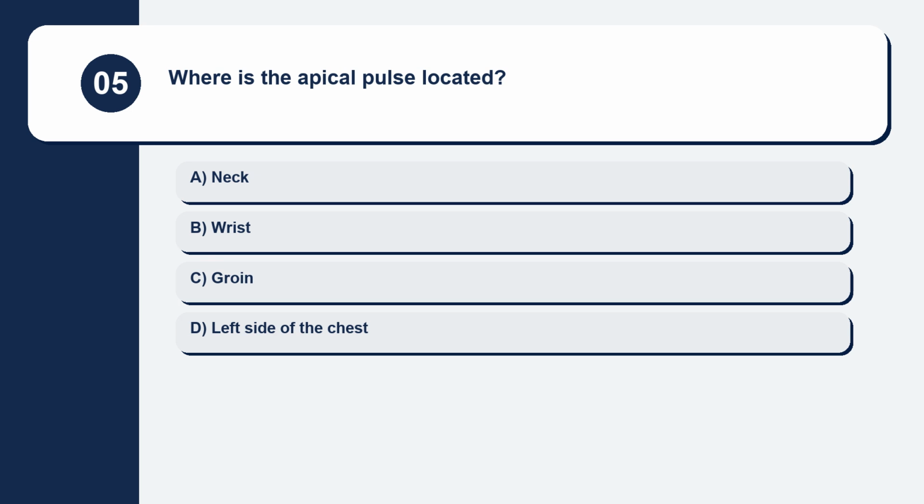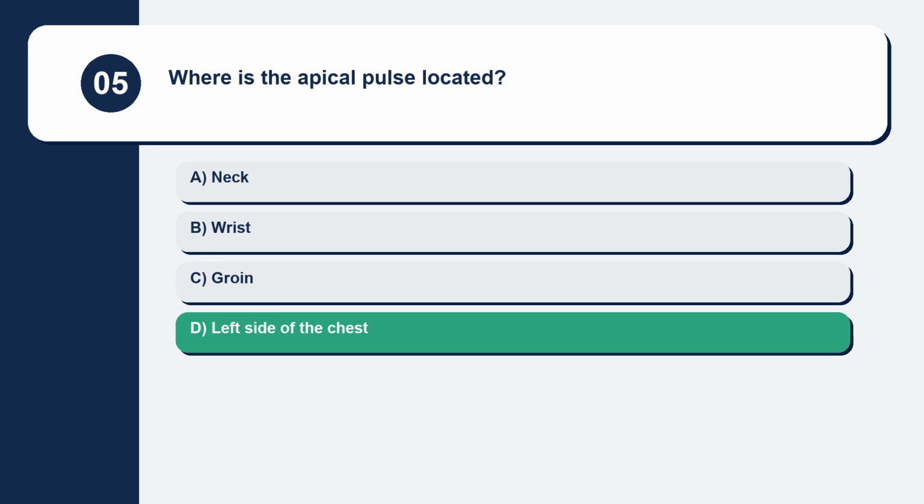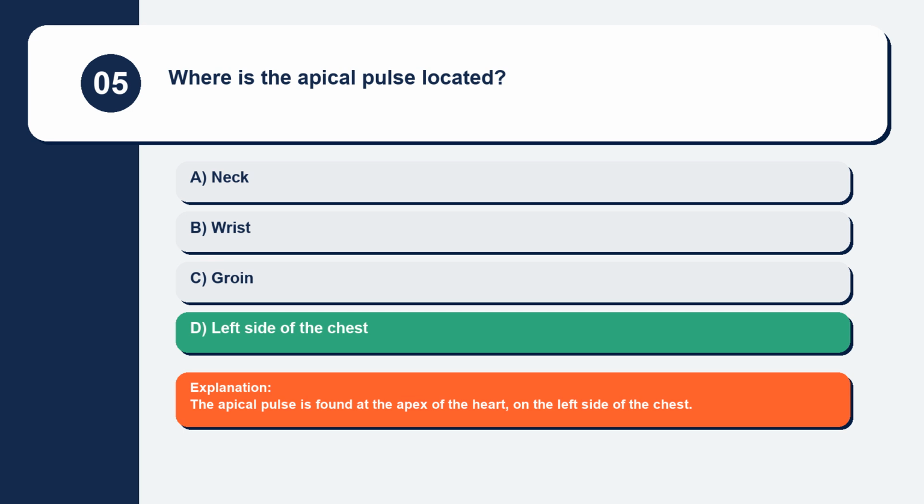Question 5. Where is the apical pulse located? Neck. Wrist. Groin. Left side of the chest. The apical pulse is found at the apex of the heart, on the left side of the chest.